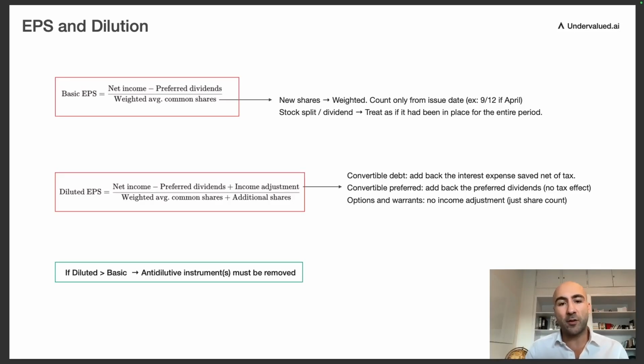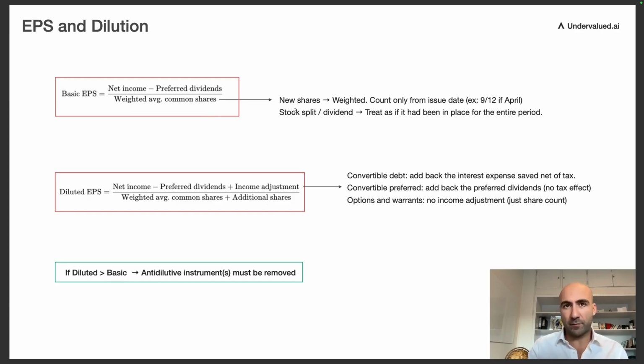The way you calculate earnings per share is, in its simplest form, just like the name suggests, income divided by shares. Now, income is net income minus preferred dividends, divided by the weighted average common shares. And this is, if you want, where the trick is: how do we calculate the weighted average common shares in different scenarios?